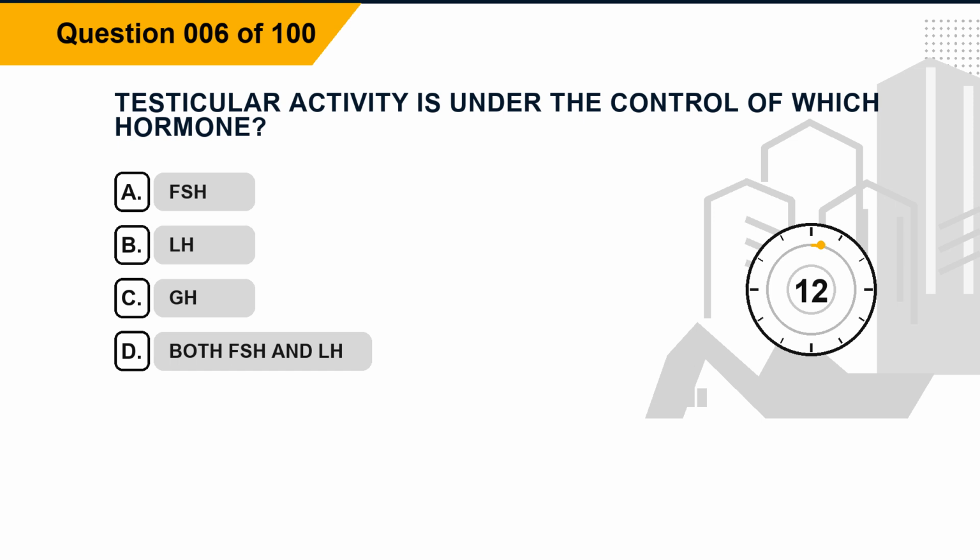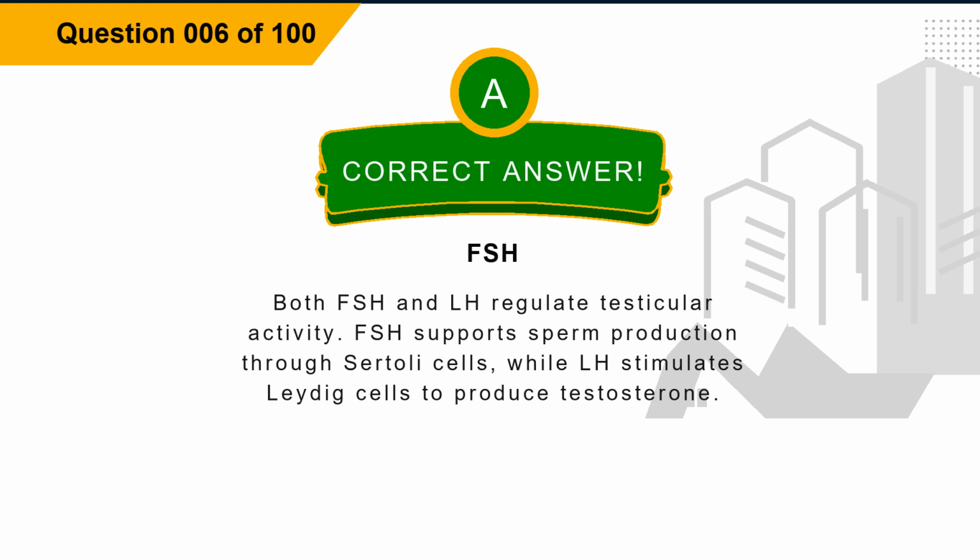Question 6. Testicular activity is under the control of which hormone? Option A, FSH. Option B, LH. Option C, GH. Option D, both FSH and LH. The correct answer is option A, FSH. Explanation. Both FSH and LH regulate testicular activity. FSH supports sperm production through Sertoli cells, while LH stimulates Leydig cells to produce testosterone.